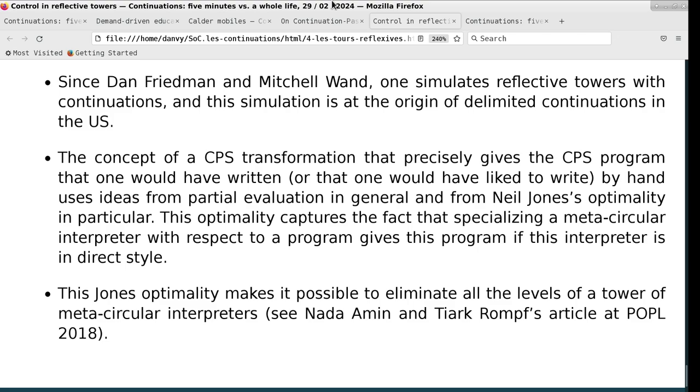And the CPS transformation that precisely gives the one that you would like to have connects with partial evaluation, from Andrei Ershov's optimality theory in particular. And that makes it possible to eliminate all the levels of the tower of infinite interpreters. And you should read Nadia Amin's and Tiark Rompf's paper at Toplas 2018 about that.